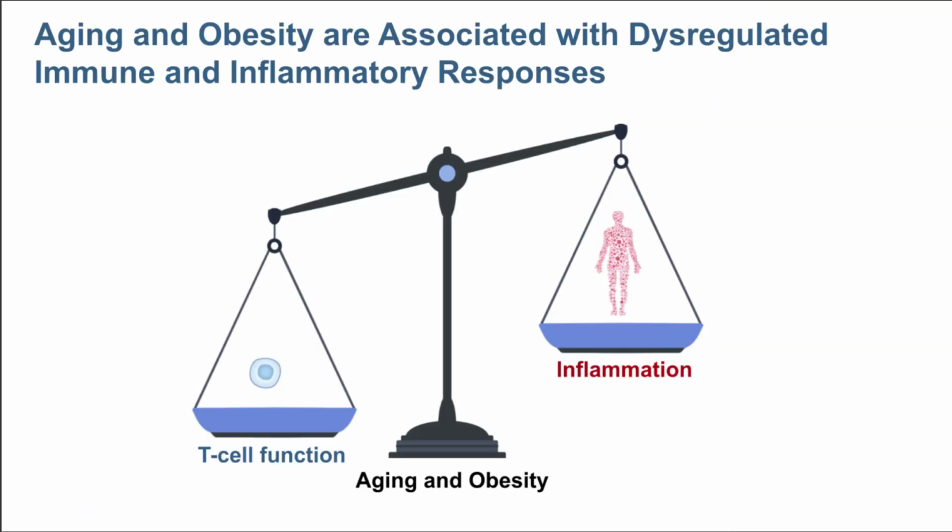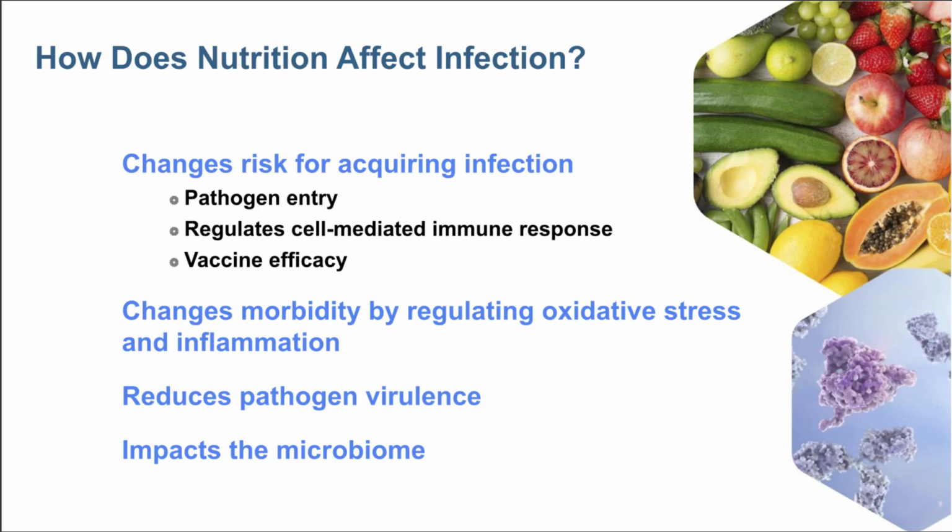The reason that is important, as I mentioned, is that both aging and obesity can impair cell-mediated function, which makes us more susceptible to infection on one hand, and also increase inflammation, which makes us more susceptible to chronic diseases on the other hand.